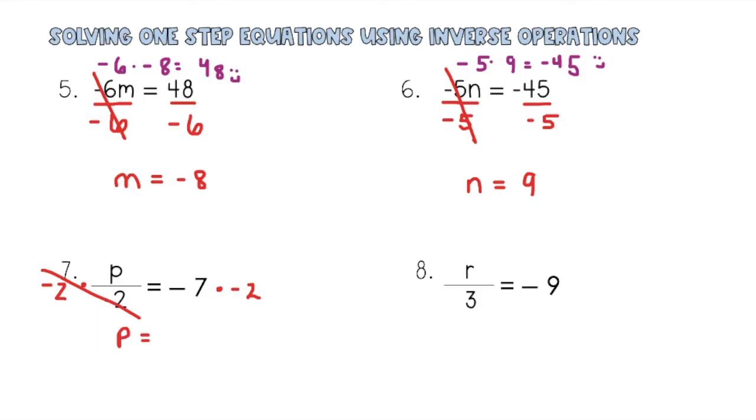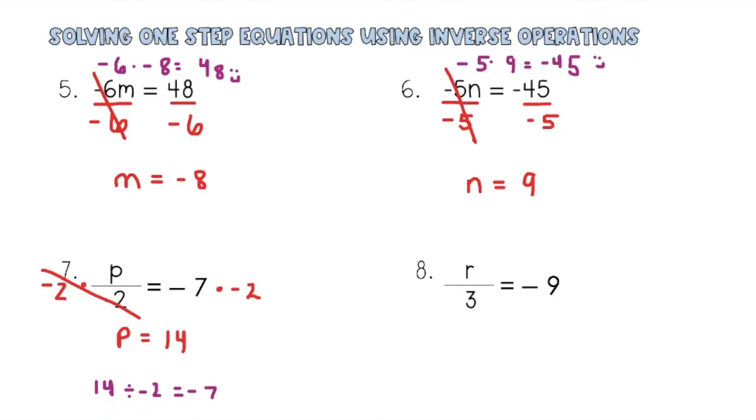-7 times -2, they're both negatives, so my answer is going to be a positive 14. Let's check our work. 14 divided by -2 does equal a -7.